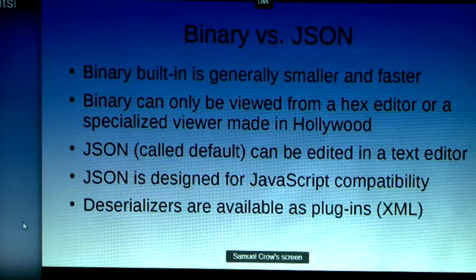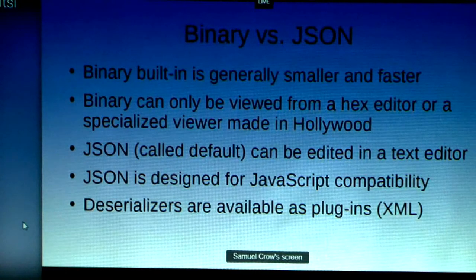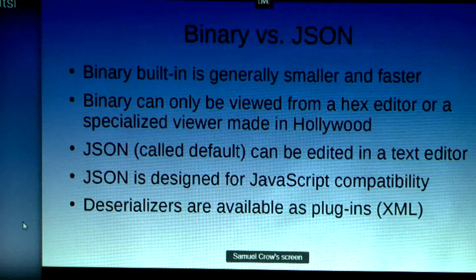The built-in serializer is the default and is binary for backward compatibility, with small file size and speed. JSON is called the default serializer, even though it isn't the default option, but it's useful because it can be viewed and edited from a text editor. There's a plugin for XML reading also that interfaces with the Hollywood deserializer. Other plugins offer compression and encryption as an option as well.